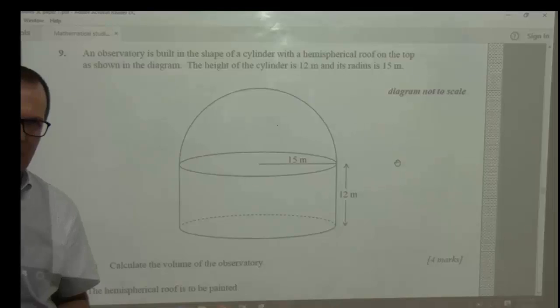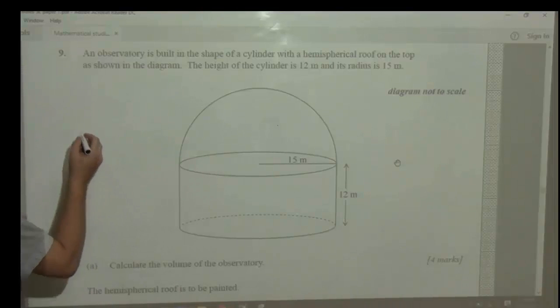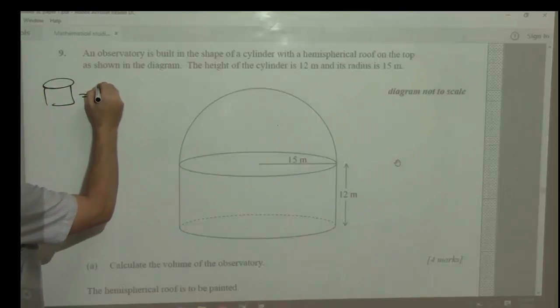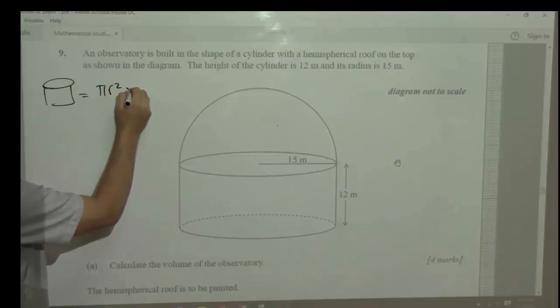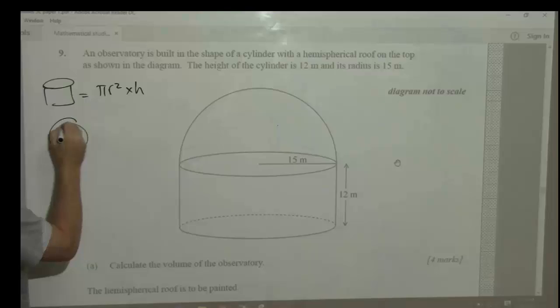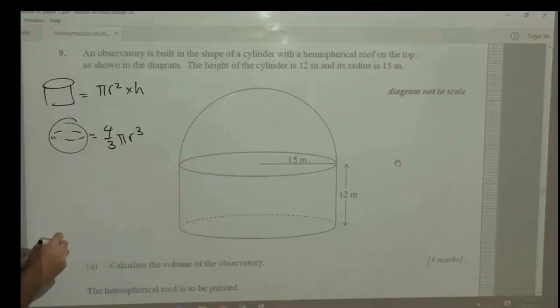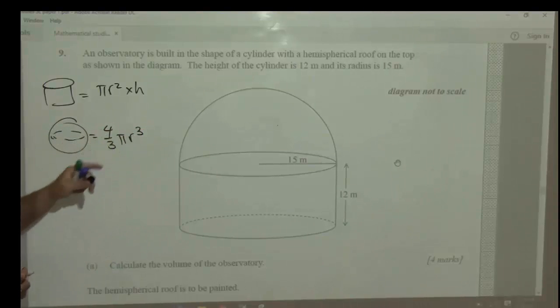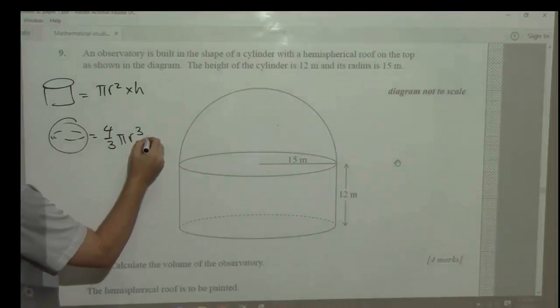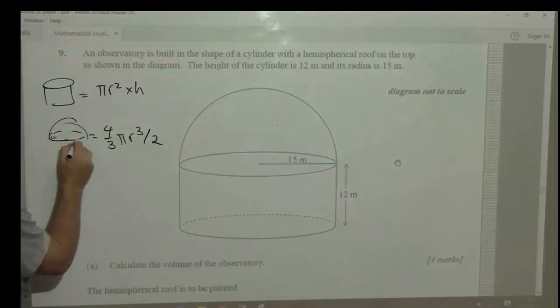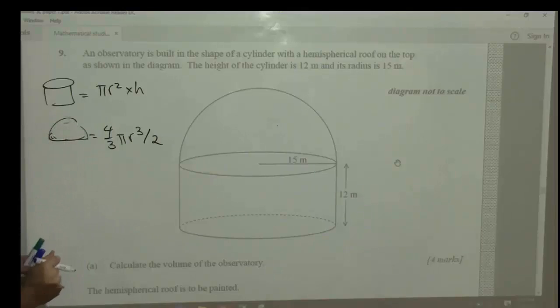Again, these formulas are in your formula booklet, but for a cylinder, the volume is pi r squared times the height. And in your formula booklet, a sphere is 4/3 pi r cubed. We're not dealing with a whole sphere, we're dealing with a half hemisphere, so we're going to divide this in half so that we are just dealing with our top hemisphere.